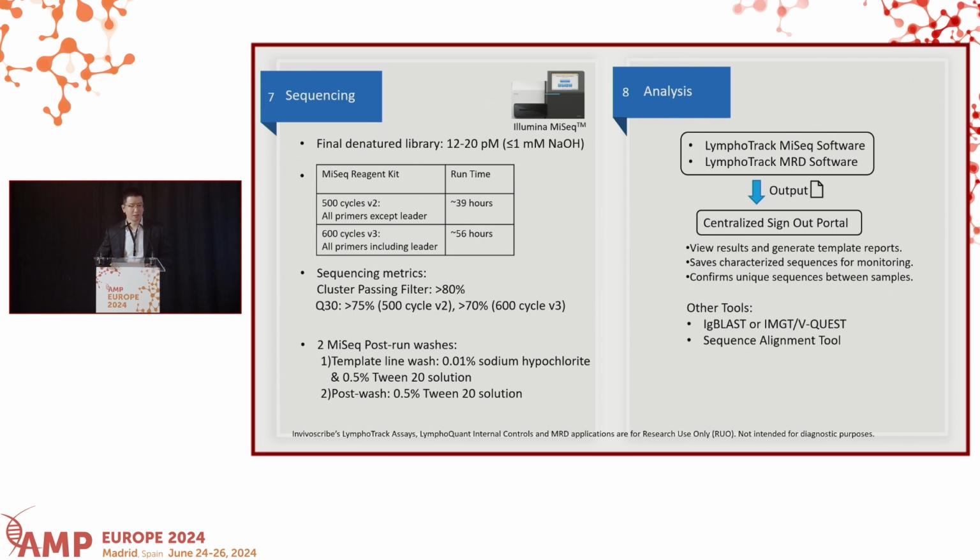For sequencing metrics, we look for greater than 80% cluster passing filter, and for the quality Q30 score, we look for greater than 75% for a 500 cycle kit, and greater than 70% for a 600 cycle kit.